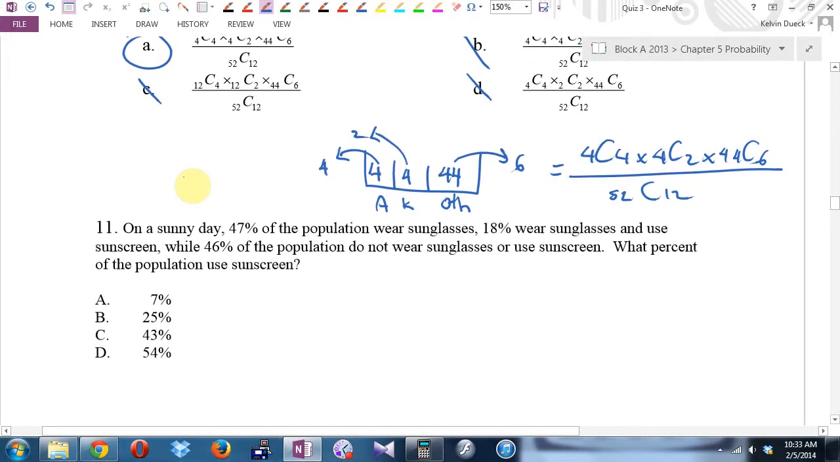Number 11. Kyla, my angel, do you see percentages? Do you see two categories, sunglasses, sunscreen? I think probably a Venn diagram. The only issue here is they didn't give me the and. This is going to be a trickier one. Watch.